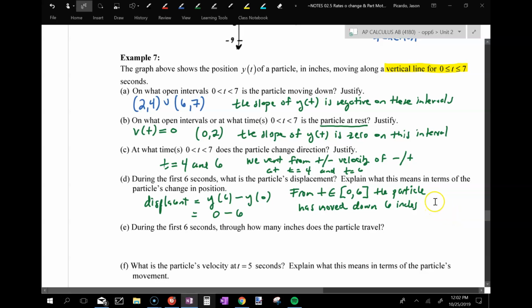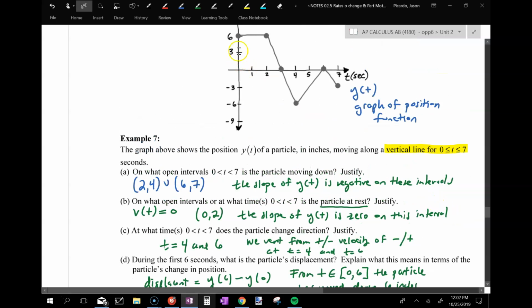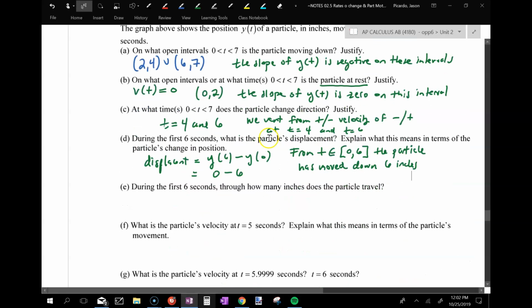But here's the thing, guys. Did it just go from here to here? No, it went from here to here and then what? Back up. So there was a change of direction, right? So even though it only moved down 6 inches, how far did it actually travel? Well, from here to here, it traveled how much? Nothing. From here to here, it traveled 6, then it traveled another 6, so 12. And then it traveled back up to here, another 6, right? So how much in all? 18 units?